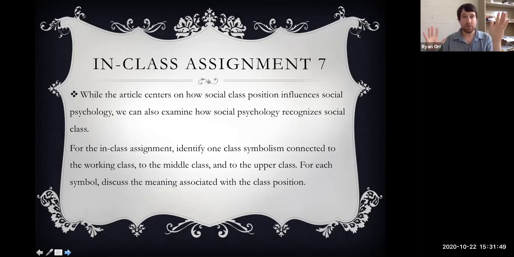Try not to use the same thing I just did, but come up with symbolism for each class position, the working class, the middle class, and upper class, and then talk about what the symbolism is, how it has certain meanings that make people think that you or somebody else is part of the working, middle, or upper class.